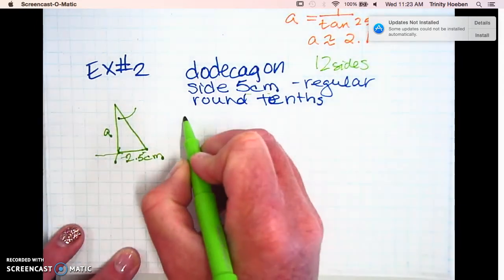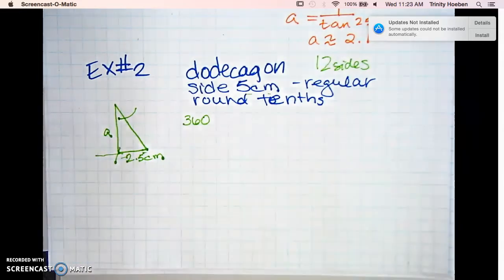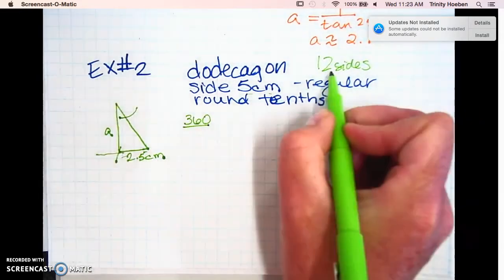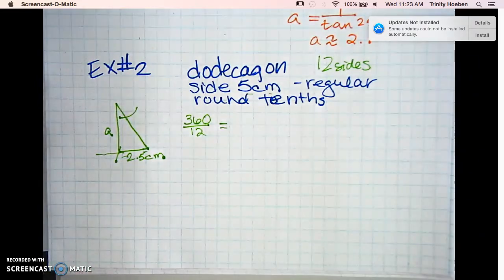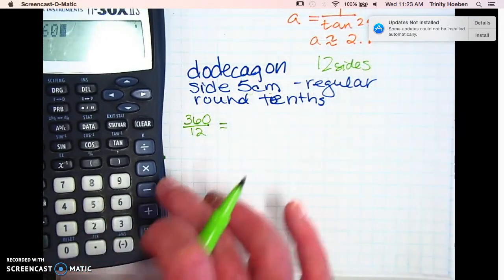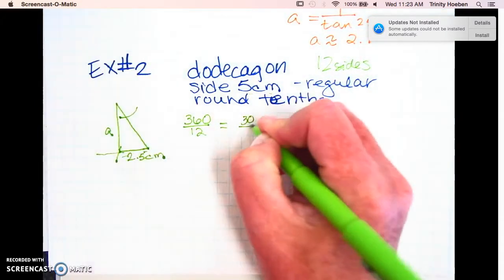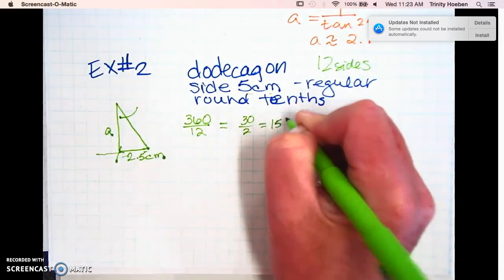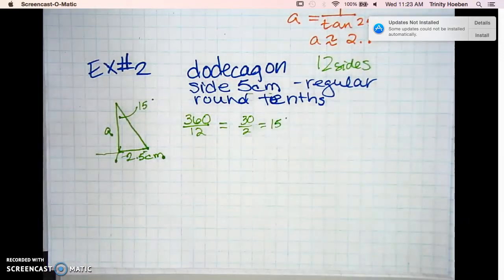To get that angle, I'm going to take the 360 that should be in the full circle in the middle, divide it by the number of sides, which was 12. This one comes out to a nice even number because 360 divided by 12 is 30. And then we need to just half it, so it's 15. So 15 degrees right here. And we're going to take that and use it to get that apothem.